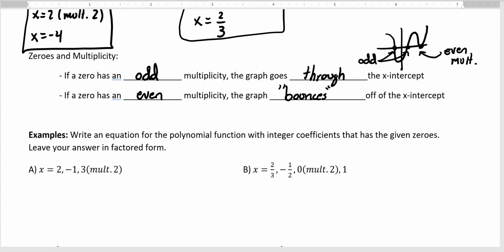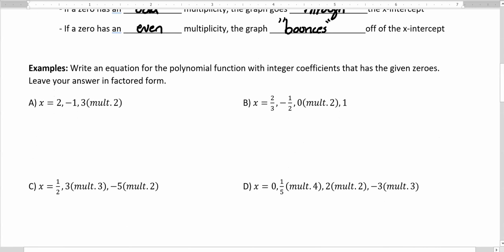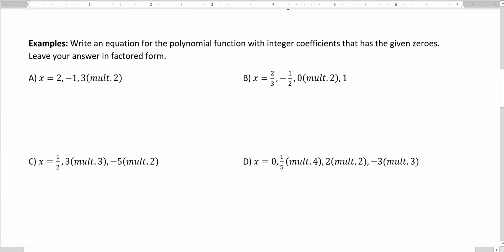All right, so now we're going to switch the process. We're going to flip it. Instead of identifying the zeros, we're going to write the polynomial in factored form. One of the things here is integer coefficients. Remember, an integer is a positive or negative whole number. So no fractions in our zeros.